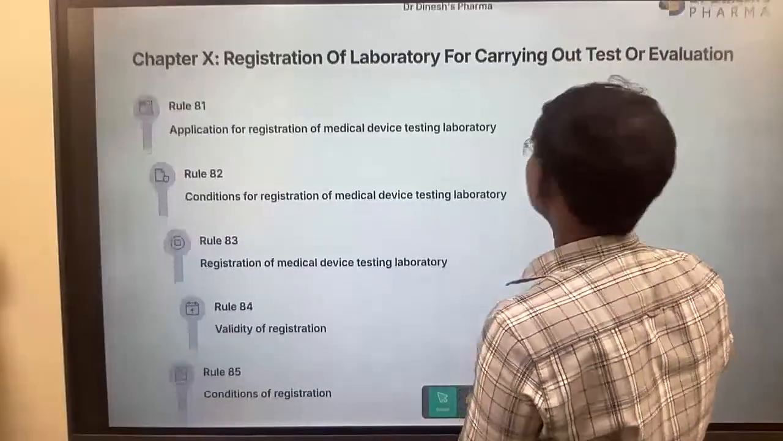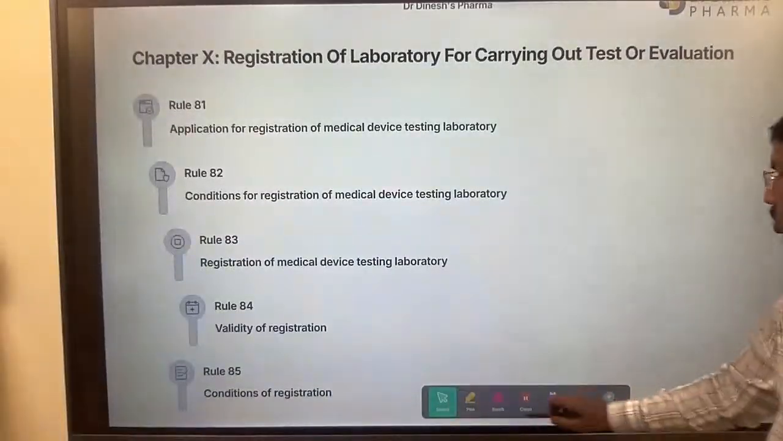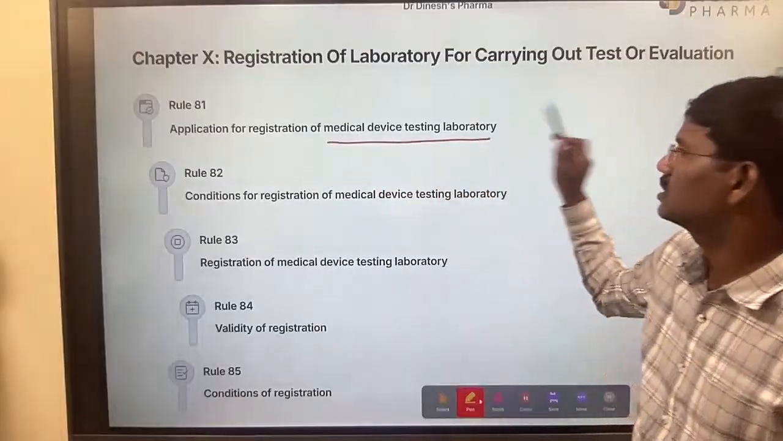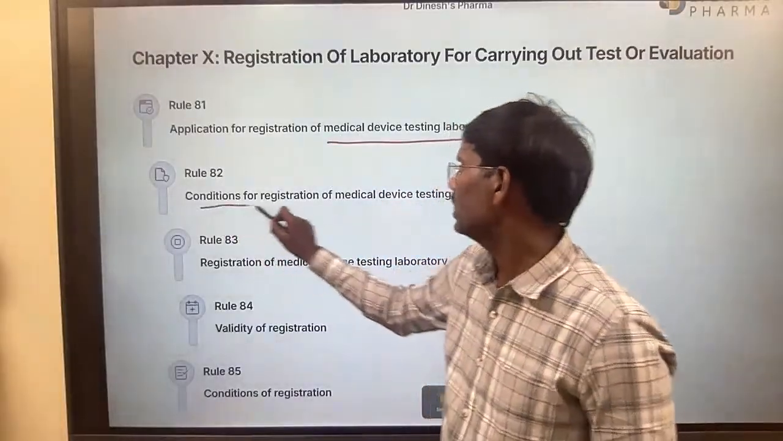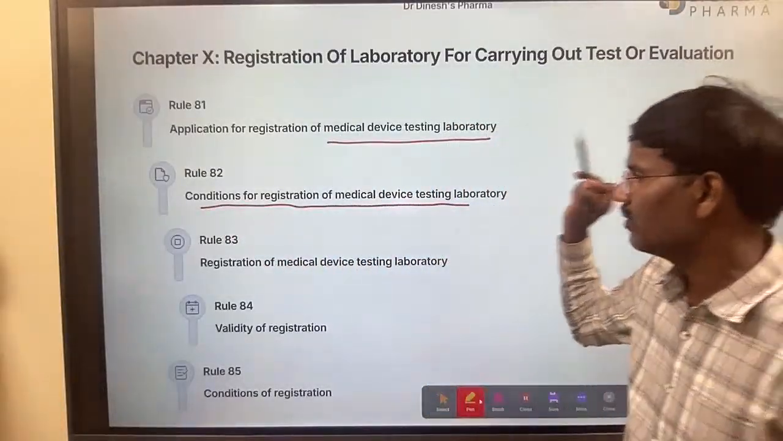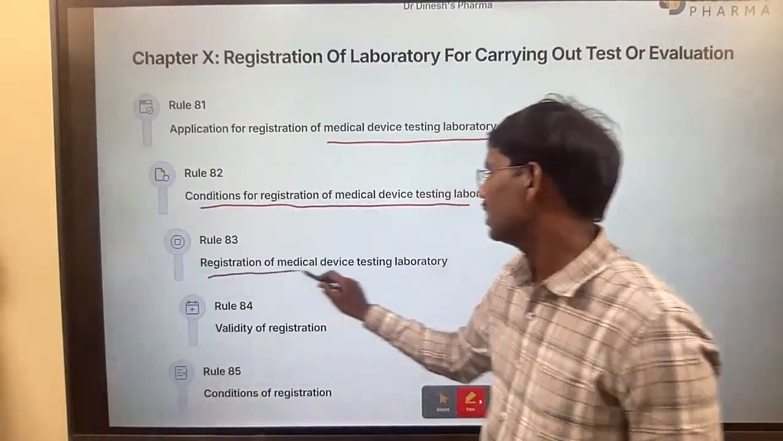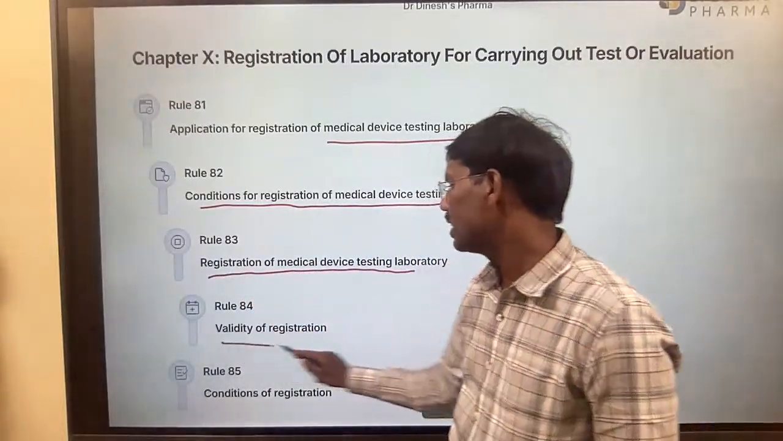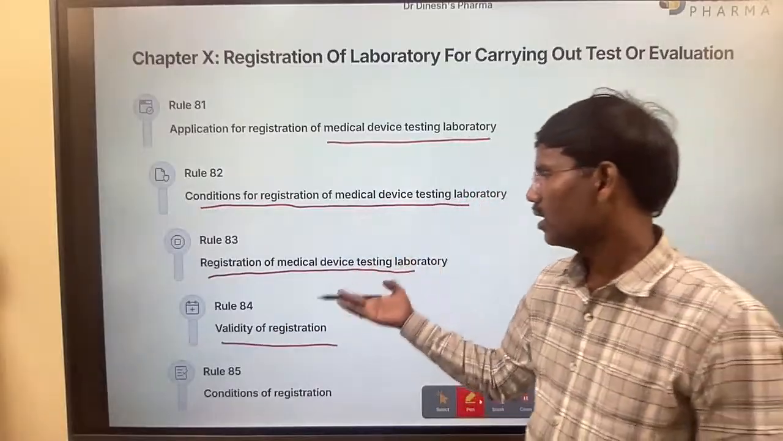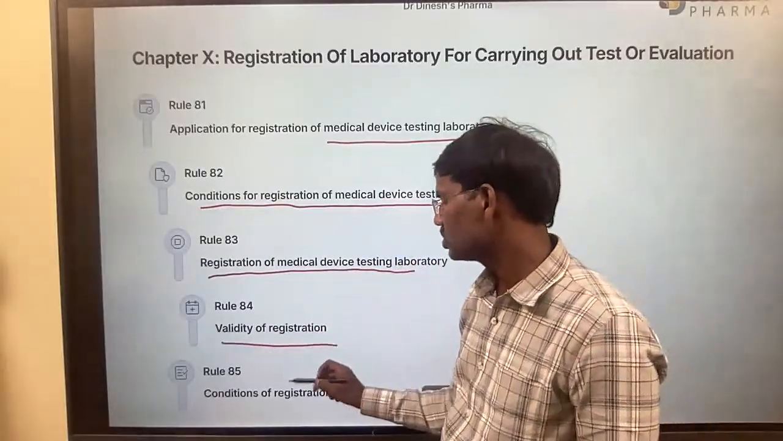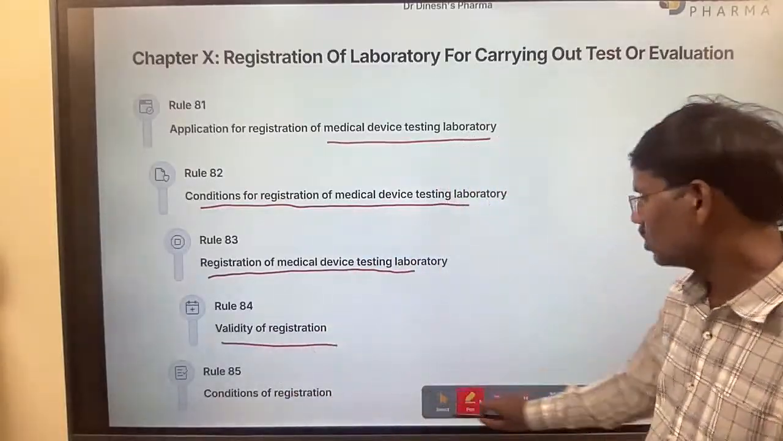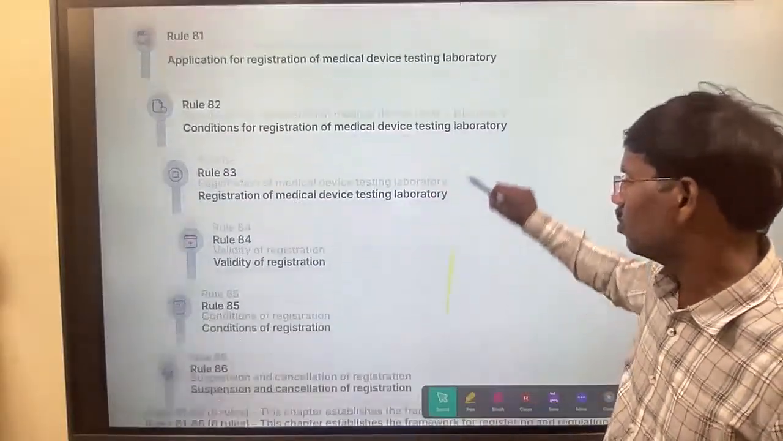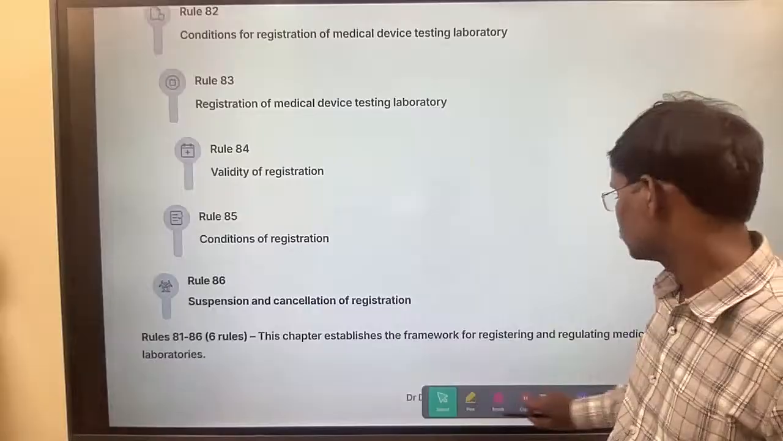Okay. Chapter 10 contains 6 rules. So 81 talks about application for registration of medical device testing laboratory. 82, conditions of registration of medical device testing laboratory. 83, registration of medical device testing laboratory. 84, validity. Once you get the license, then what is the validity of registration? And then 85 talks about conditions of registration.